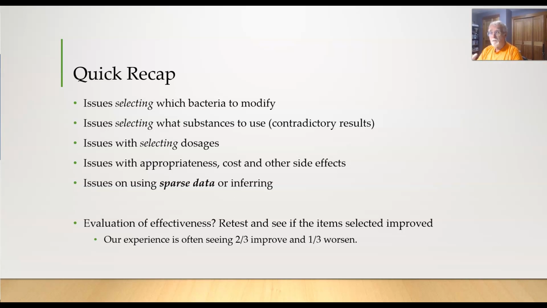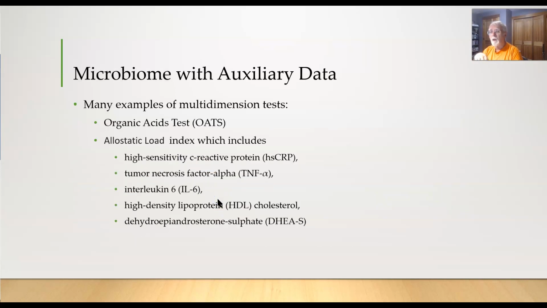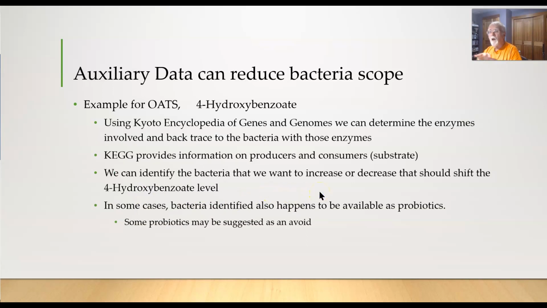So that is how you end up testing the algorithm, but that is a slow iterative process. You may also have auxiliary data about the person, for example, the organic acid tests. And it includes all sorts of things from TNF alpha to interleukin 6, HDL, etc. And that information actually can be very helpful in an indirect method.